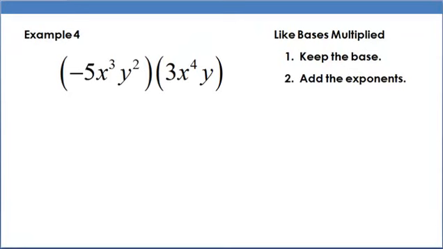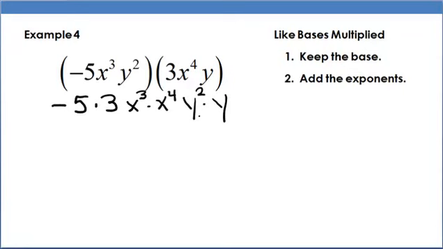Let's look at one more example. This problem looks quite a bit longer. What we want to notice is that it is multiplication between the parentheses, and it is all multiplication on the inside of the parentheses. So we can use the associative law of multiplication to rearrange it. If you only have multiplication, your order doesn't matter. So I'm going to pull my numbers. So -5 times 3, and then my x's, x cubed times x to the fourth, and then my y's, y squared times y. So I'm just putting the things that are alike together.